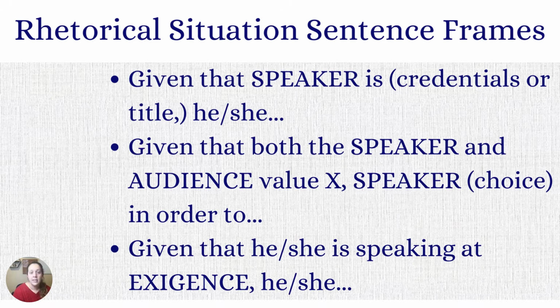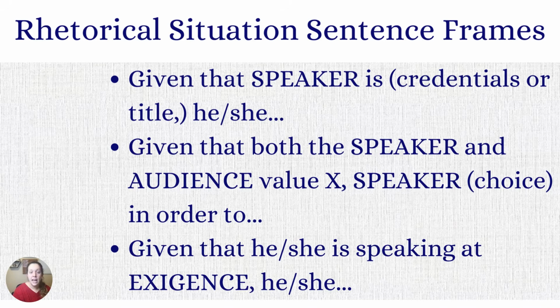Something else to consider is the exigence. So why are they speaking? What is the catalyst for it? Is it in response to a particular event? Is it because they're at a particular event, like maybe they're speaking at a funeral and it's a eulogy, or maybe it's a commencement speech at a graduation ceremony?